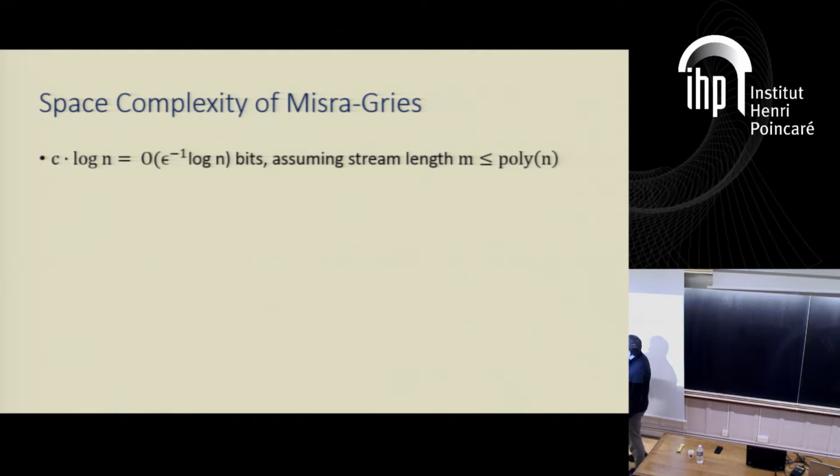So I have C counters, order 1 over epsilon. And each one, I'm maintaining a key, the item identity. I have a pair of items, an identity and a value, a count. The identity can be specified with log n bits. Assuming the stream length m is at most poly n, the count can also be specified with log n bits. So the space is C times log n, or order 1 over epsilon times log n bits.